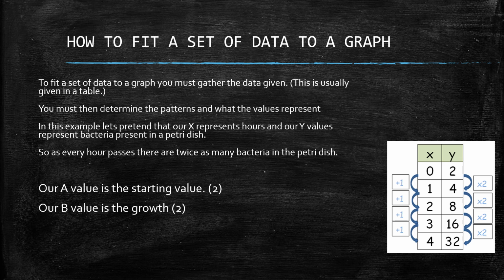In this example, let's pretend that x represents hours and our y values represent bacteria present in a Petri dish. So as every hour passes, there are twice as many bacteria in the Petri dish. Our starting a value would be 2, and our b value is the growth, which is also 2 because it's going up twice as much every hour that passes.